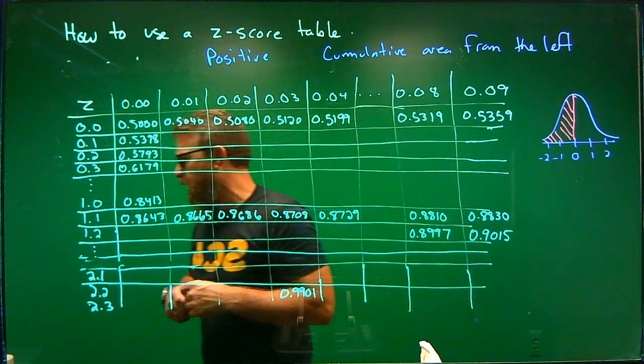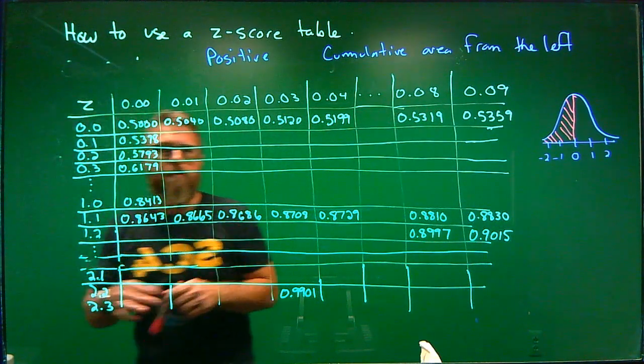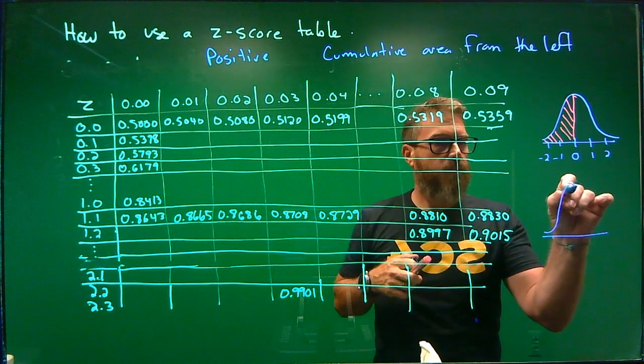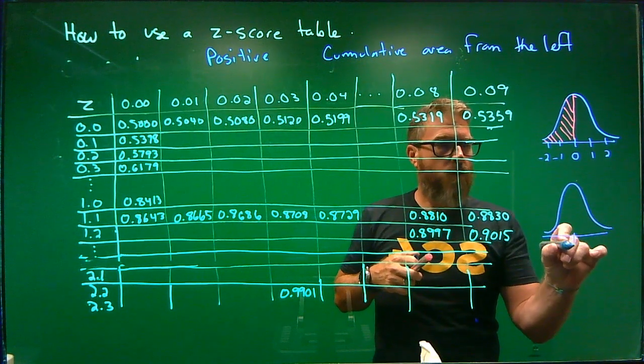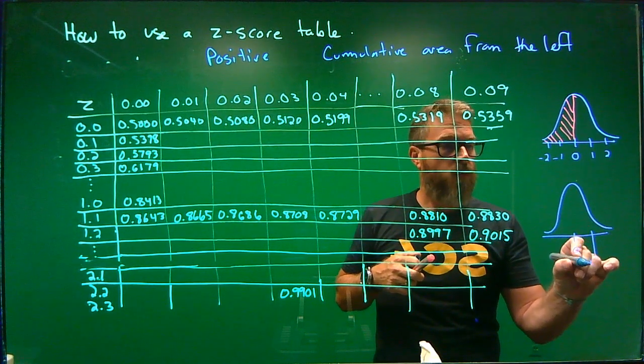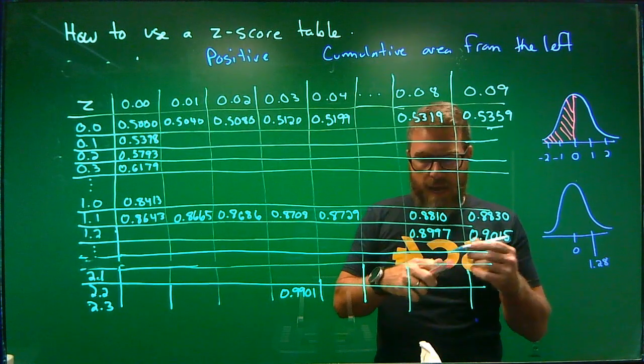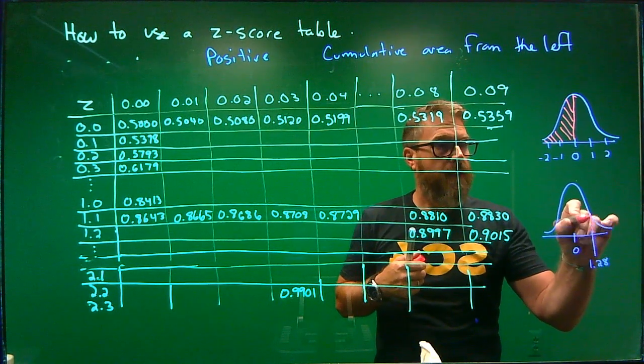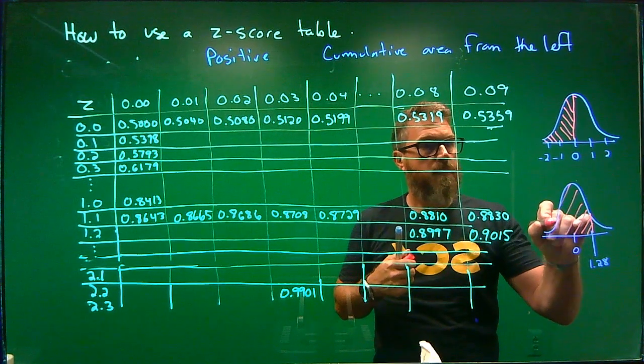So what if I want to find, say, this one? What if I want to go to, say, 1.28? How do I calculate the probability of a z-score being less than 1.28?